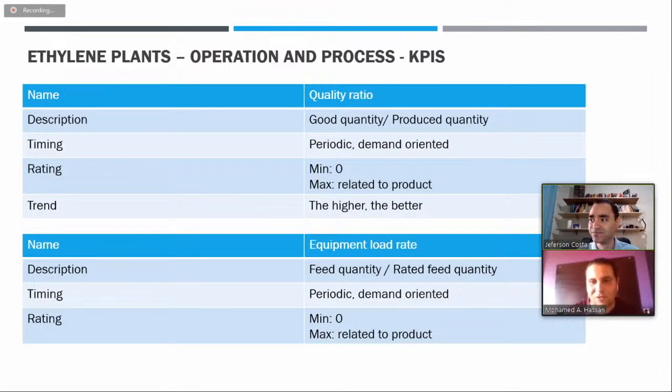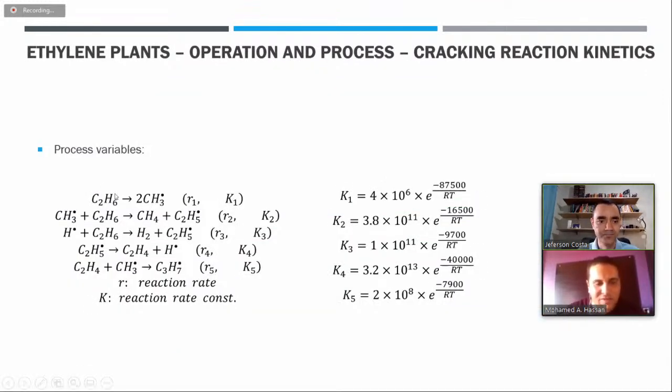Okay, go on. Now we will discuss some simple cracking reaction kinetics. I simplified these five reactions, and I will show you the effect of increasing temperature on conversion and the effect of increasing pressure on the ethylene yield. But there are many reactions happening, and in the last slide of this presentation I included some references, so you can check them if you need more about the reaction kinetics. I will use these parameters, the reaction rate constants, to measure the effect of temperature on the conversion. So I will go to the next slide.